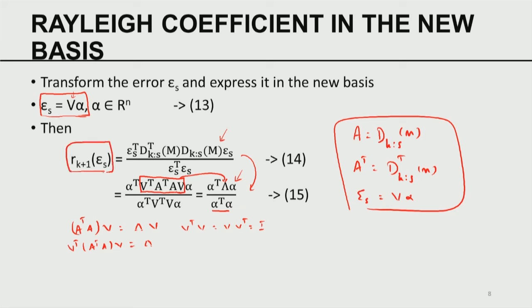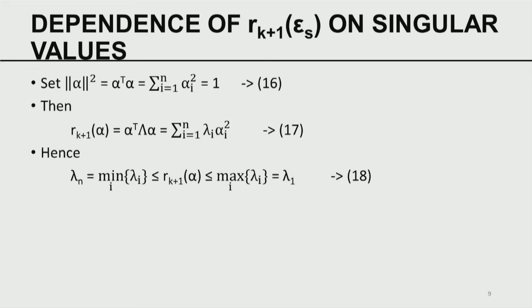The expression for the Rayleigh coefficient is given by 15. Now what is the denominator of 15? It is the inner product of alpha with itself. The numerator is simply a quadratic form of alpha with respect to diagonal matrices. So alpha is a vector. Alpha is any vector that is going to represent my epsilon s. So I'm going to now consider a normalized vector. So the norm of alpha defined by this, I'm going to set to be 1.